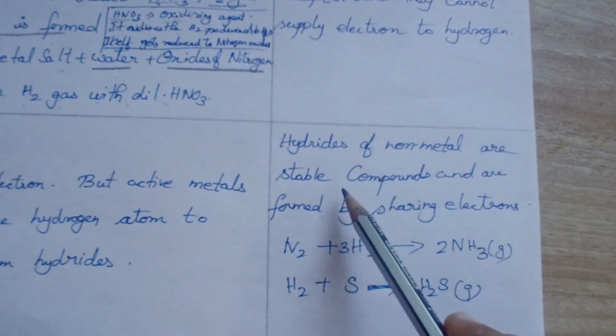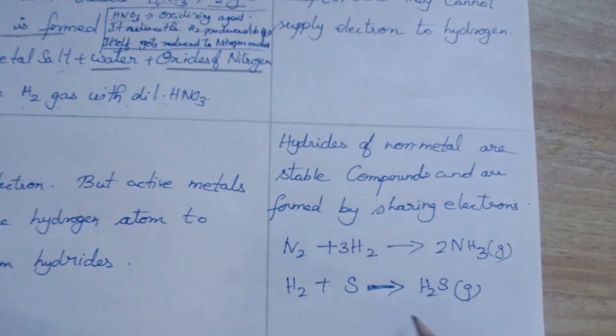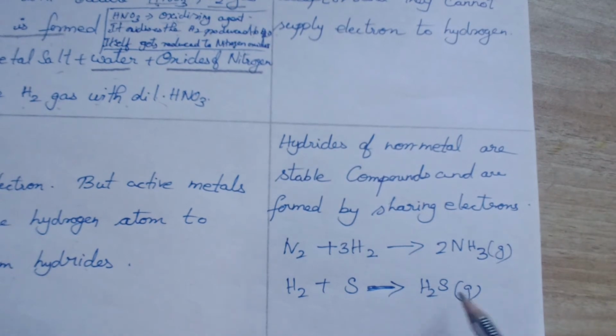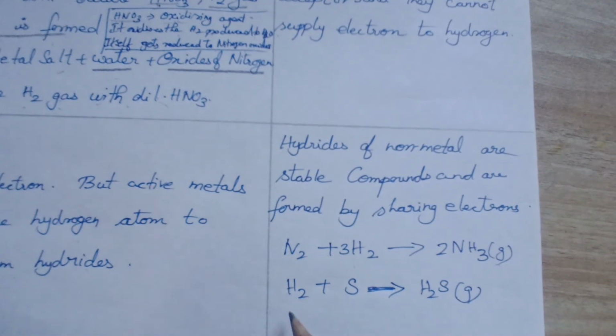Hydrides of non-metals are stable compounds formed by sharing electrons. Non-metals react with hydrogen to form hydrides, which are stable compounds. Nitrogen plus hydrogen gives ammonia gas, a stable compound, and hydrogen plus sulfur gives hydrogen sulfide.